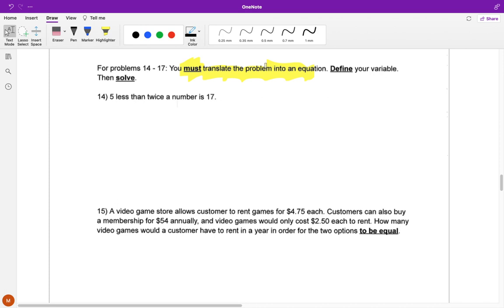Except for number 18, I tell you don't have to do an equation for that one. But for these ones, you must do an equation. And if you can't, you won't be able to get full credit. Then you need to define your variable and then solve.